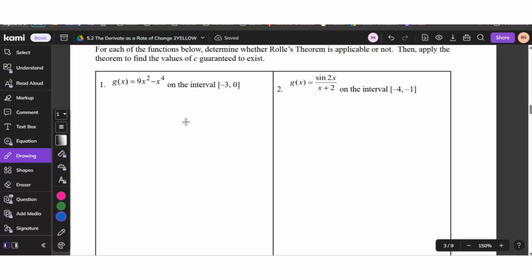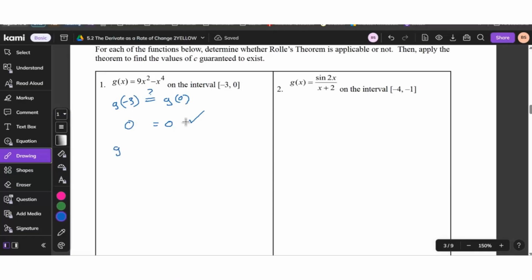So that means all I need to do is prove the third part, which is, does g of -3 equal g of 0? We want to know, is that true? Well, that means we just plug them in. 0's easy. What's g of 0? 0. Perfect. So then all I have to do is plug in -3. -3 squared is 9 times 9 is 81. -3 to the power of 4 is also 81. So 81 minus 81 is 0. Checks out. We can use it.